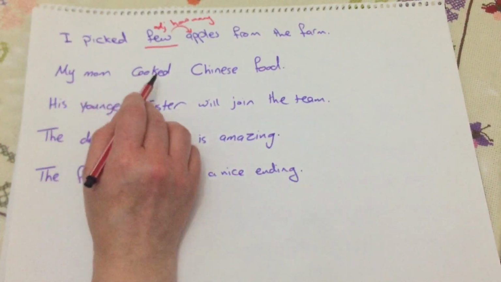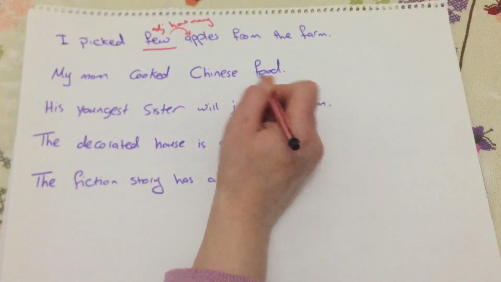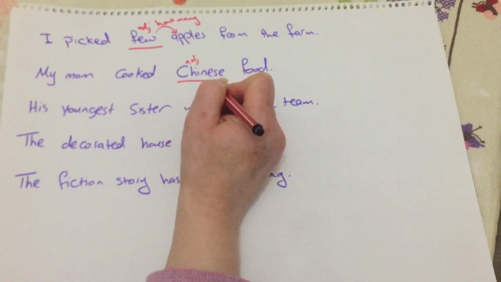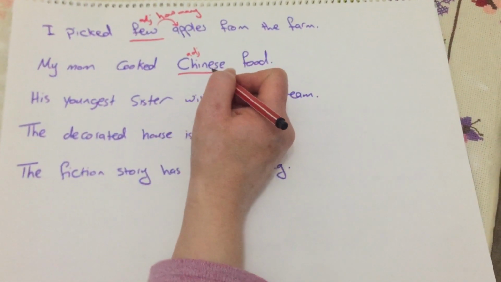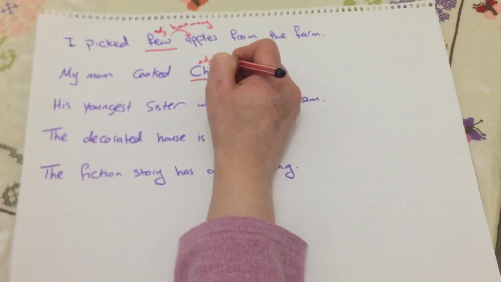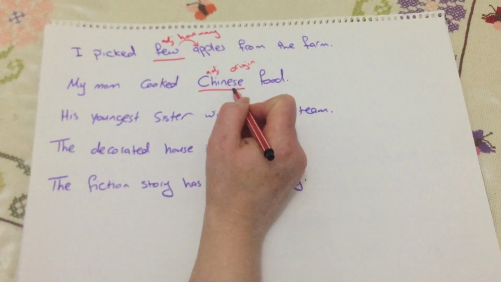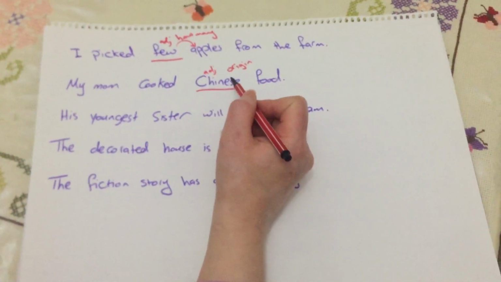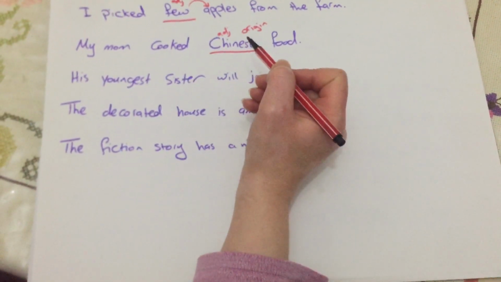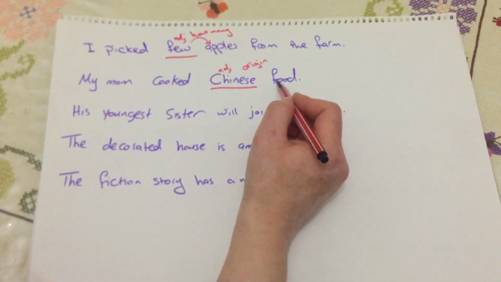The second one, my mom cooked Chinese food. This sentence describes what? The food that my mom cooked. We use the adjective Chinese. As we said, the adjective that is related or refers to a country shows the kind of adjective which is origin. So this adjective shows origin, which means that it's related or refers to countries like Chinese, Egyptian, Jordanian, and so on. And also it is used to describe the food which is Chinese.